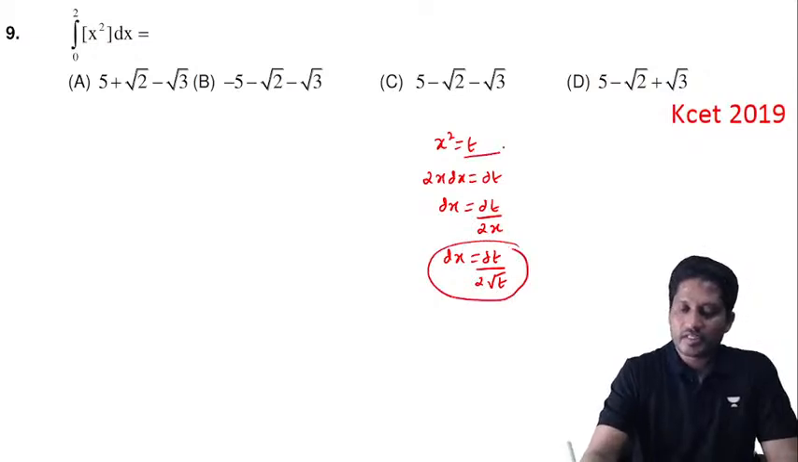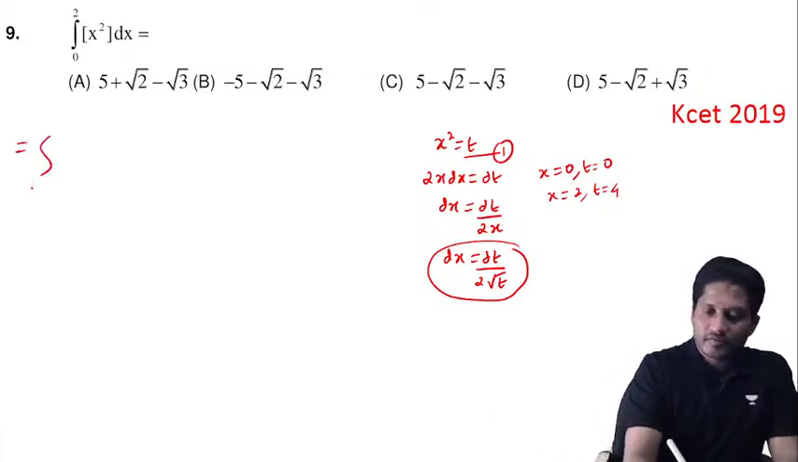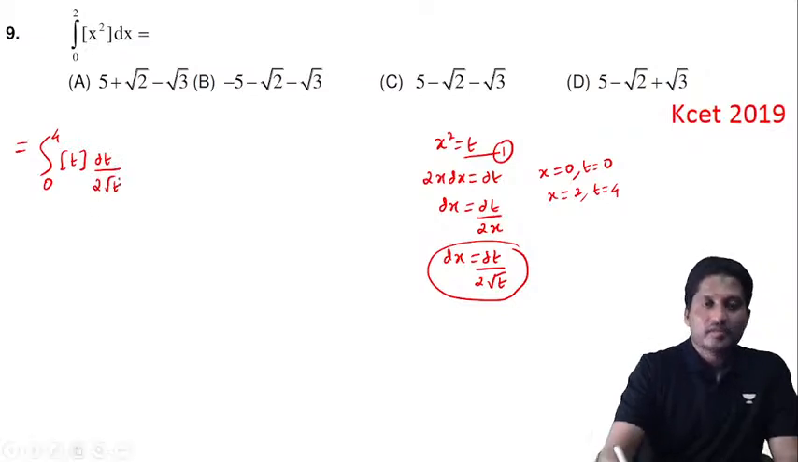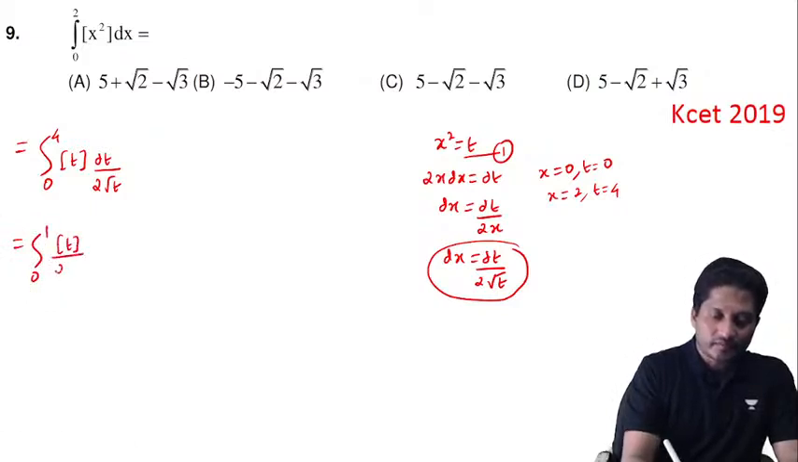Now when the variables change, even limit will change. When x is 0, t is 0. When x is equal to 2, t is equal to 4. So this becomes integration of 0 to 4, and then this is box t (the greatest integer of t), and dx is equal to dt divided by 2 root t. 0 to 4 can be written as 0 to 1 plus integration of 1 to 2.